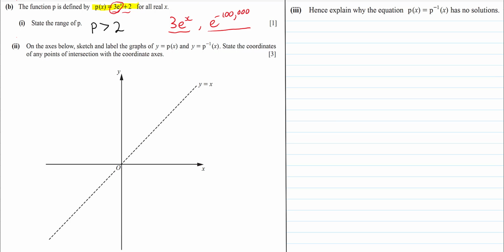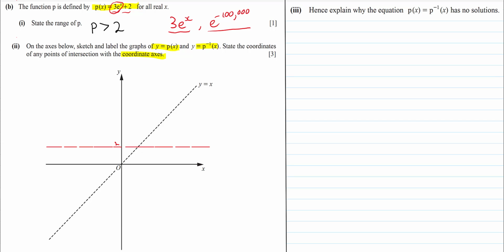For part 2, we need to sketch and label the graphs of y equals p of x and y equals p inverse of x, and state the coordinates of any intersection points with the coordinate axes. If we look first at y equals p of x, we know p is always going to be greater than 2. So we have a horizontal asymptote at p equals 2. We'll draw that in. So there's our horizontal asymptote drawn in red at p equals 2.